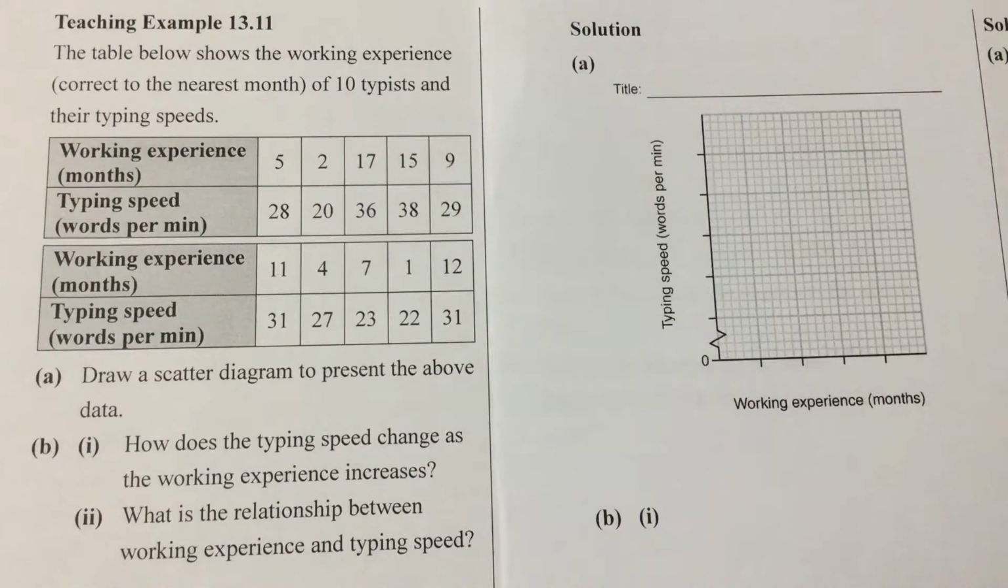Okay, hello all. This is the last video of chapter 13 of the statistical graph. That is the teaching example about the scatter diagram. Scatter diagram in Chinese is called 散點圖. That means we will only plot the points, but we will not link them together, so that we only leave the points here. Now we are going to draw a scatter diagram and answer some questions for it.